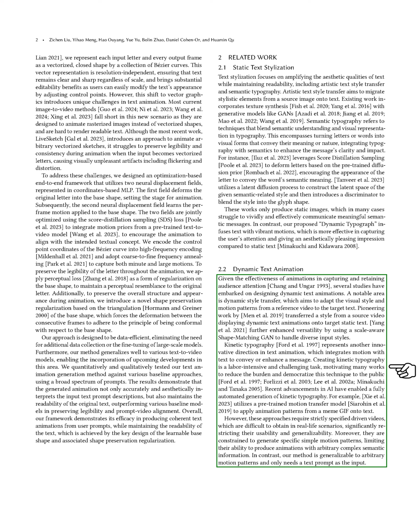Kinetic typography is another exciting area where motion is integrated with text to convey a message effectively. However, creating kinetic typography is challenging and time-consuming, leading to efforts to simplify the process for everyone. With advancements in AI, we can now automatically generate kinetic typography. For instance, a model uses a pre-trained motion transfer model to apply patterns from a meme GIF to text. But these methods often require specific videos as input, limiting their practicality and ability to generate complex motion patterns. In contrast, our method can handle various motion patterns with just a text prompt as input.